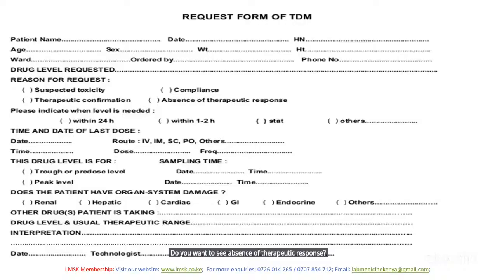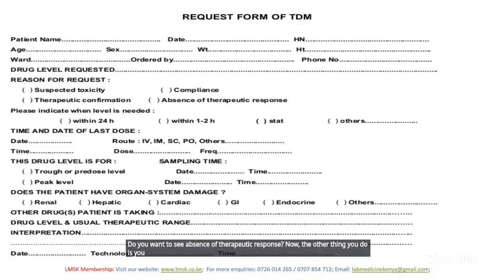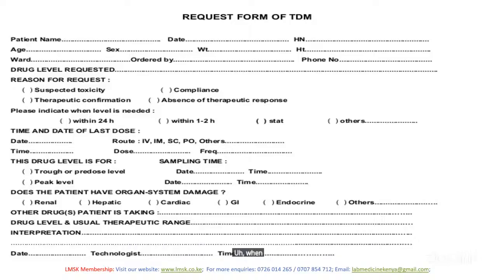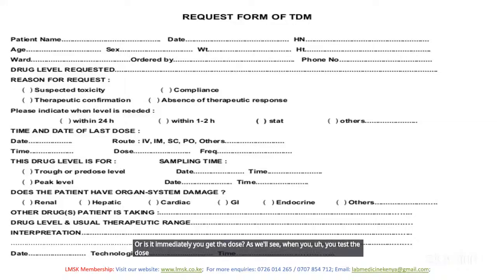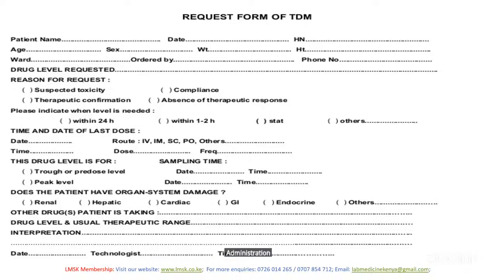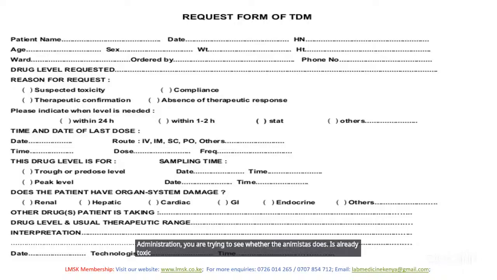Now, the other thing you do is you tell the lab person when the drug monitoring should be done. Is it within 24 hours? Is it 1 to 2 hours after dosage? Or is it immediately when you give the dose? As we'll see, when you test immediately after administration, you are trying to see whether the administered dose is already toxic at the time of administration.